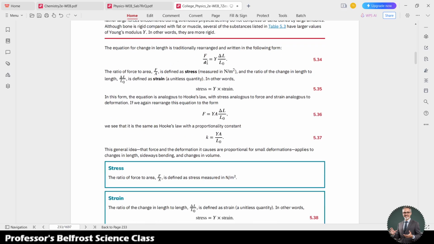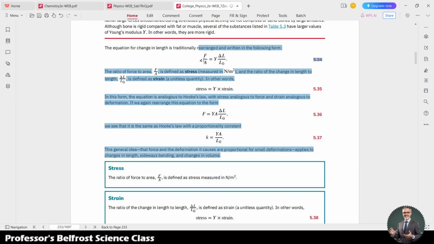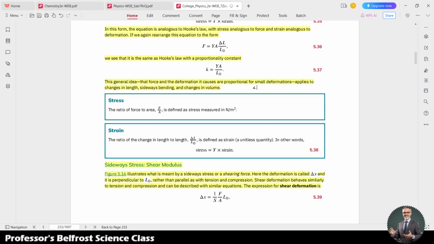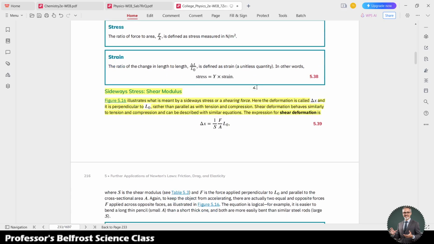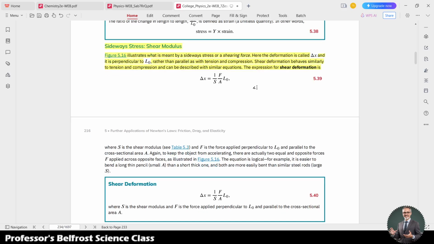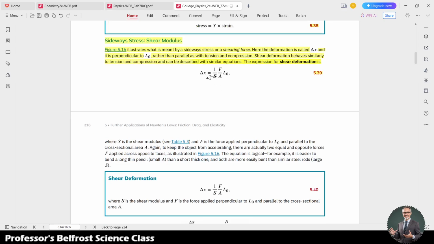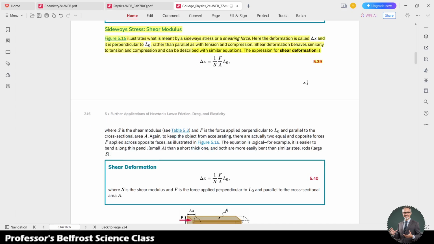If we rearrange the previous equation and put F over A on one side, it is defined as the stress. The ratio of the change in length, delta L, to L0 is defined as the strain. And we have another thing, sideways stress, which is the shear modulus or shear deformation: delta x equals 1 over S times F over A times L0.